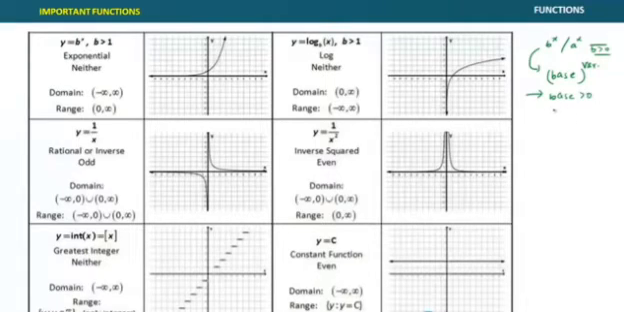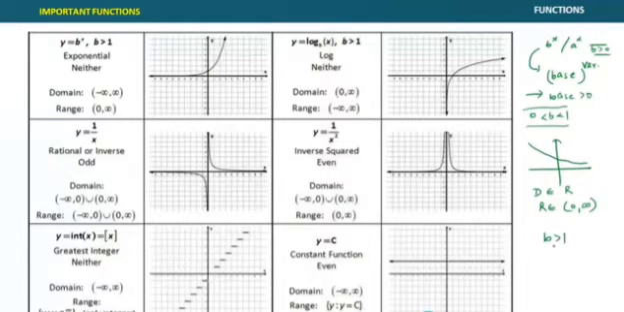Now we have two cases. Case 1: if base is greater than 0 but less than 1, the diagram for this particular case will be something like this. This is the shape of the exponential, where it will take only positive values. So domain will be all real values, but the range of the function will only take 0 to infinity, positive values.